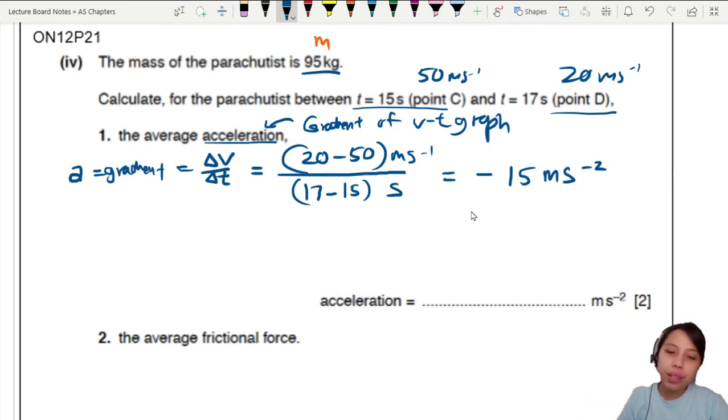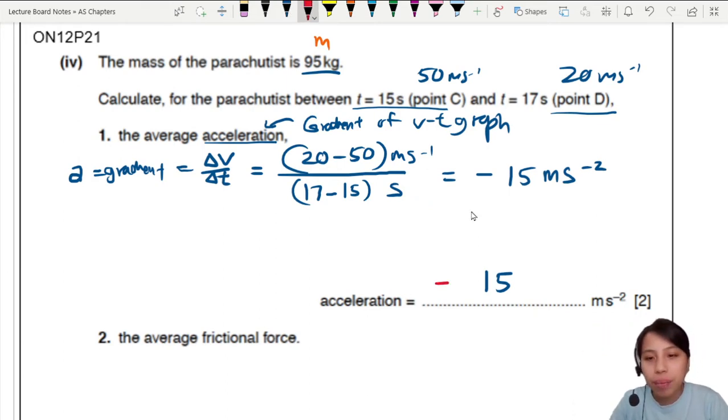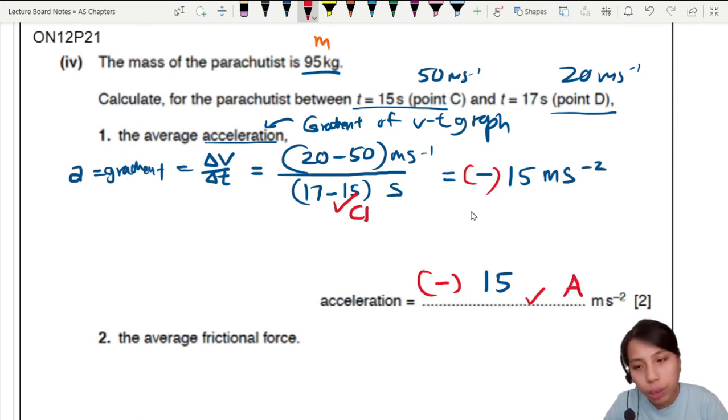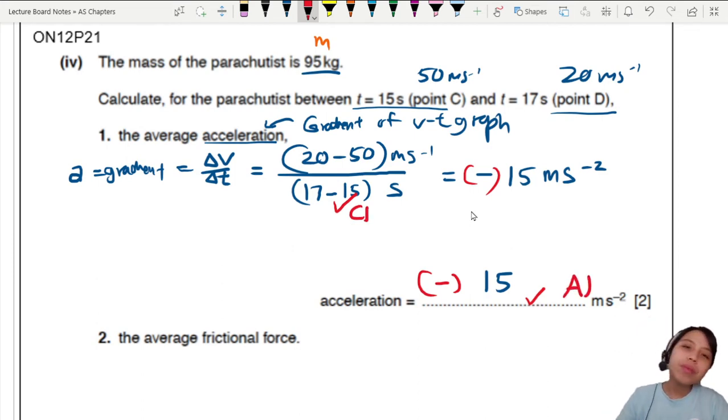So don't panic if you didn't write the negative. You can write 15 or negative 15. They don't really care about the sign here, so that's kind of nice. Either is okay. So this is one mark for you to find the gradient. If you're trying to find the gradient of a graph and you got the correct answer, that's the mark. So in the graph, you notice all the values are positive, right?